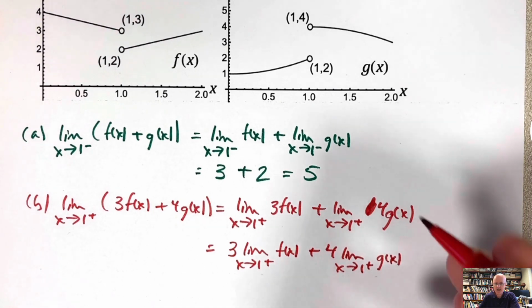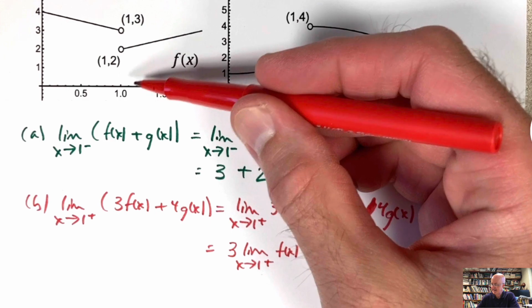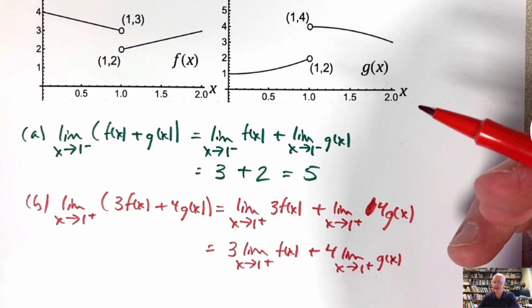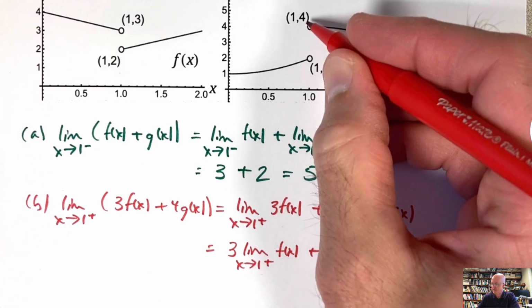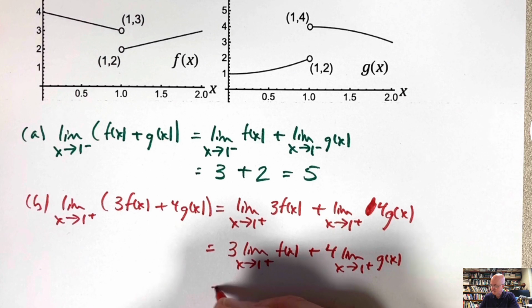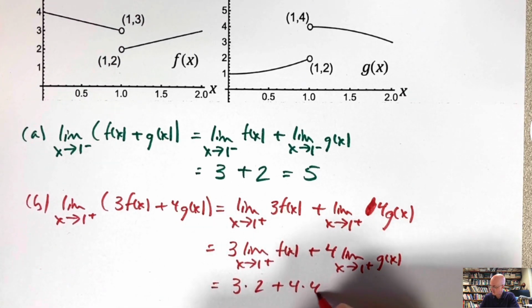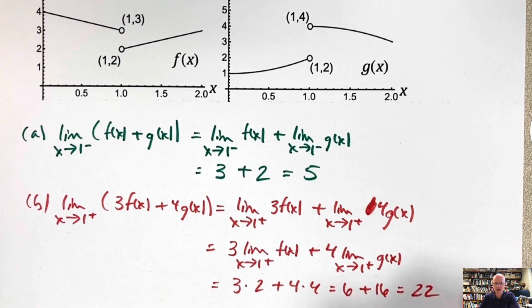And yeah, now again, look at the graph. I'm letting x approach 1 from the right. The outputs of f of x are approaching 2. They're getting as close as I like to 2. With g of x, I'm letting x approach 1 from the right. The outputs are getting closer and closer to 4. So this becomes, again, 3 times 2 plus 4 times 4. 6 plus 16 is 22. Okay, so that's the answer for part B.